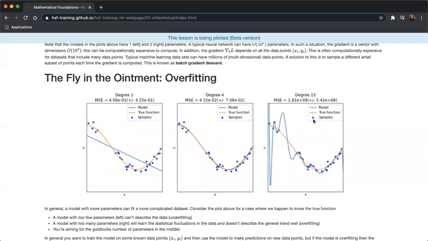A model with too many parameters on the right, 15 parameters in this case, will learn the statistical fluctuations in the data and doesn't describe the general trend very well. The general trend is shown by the true function, but the model in this case is really following the data points exactly. But those could just be statistical fluctuations. What you're aiming for is the Goldilocks number of parameters in the middle, where the model is describing the general trend in the data well.